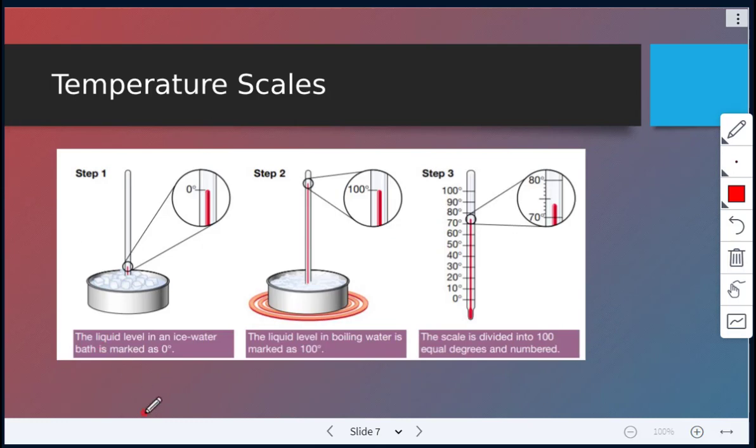This image is just showing, again, temperature scales and calibration. The first thing that's done is the liquid level in an ice water bath, you mark that at 0 degrees Celsius, as shown here. Step 2, put it into boiling water and you mark it as 100 degrees Celsius. Then you have your 100 degrees Celsius and 0 degrees Celsius here, and you're going to evenly divide between the 0 and the 100 degrees Celsius. So the scale is divided into 100 equal degrees and numbered.